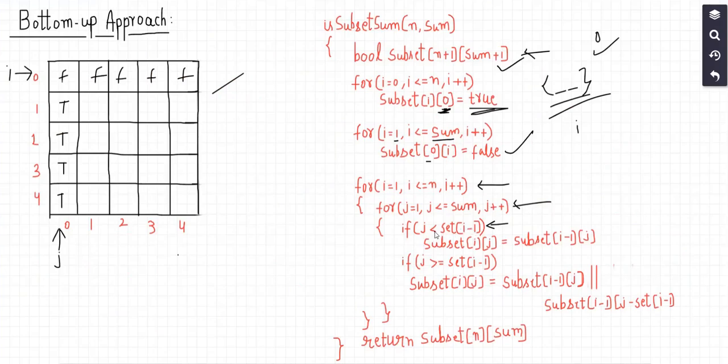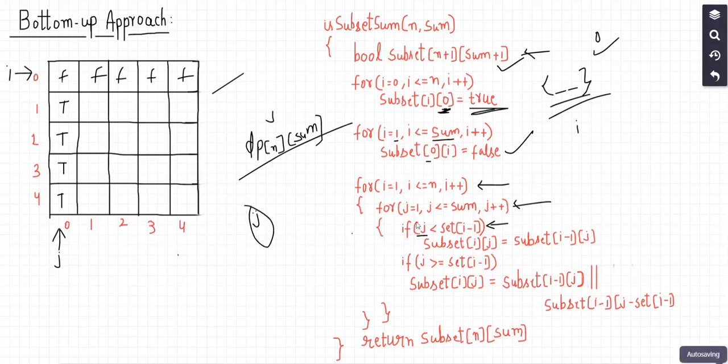If it is, then we cannot use this integer to generate j. j is iterating over the sum. We want the value for dp[n][sum], that means using n integers to find our target sum. That's what we want. And j represents the sum, and it goes from 1 to the target sum that we have here.